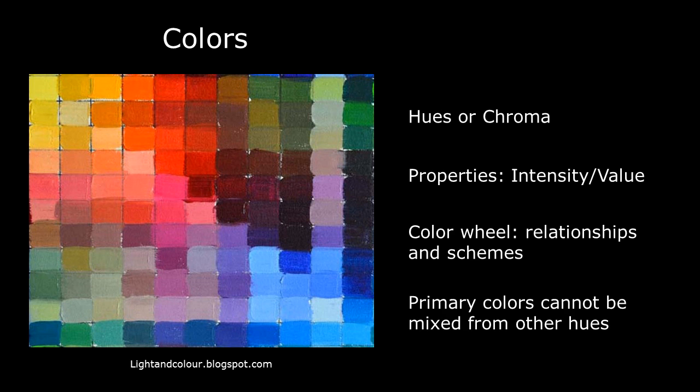Analogous colors are side by side on the wheel, complementary colors are opposite each other, triads are 3 colors evenly spaced out, and tetrads are 4 colors evenly spaced out. Primary colors of red, yellow, and blue cannot be mixed using pigments from other hues.